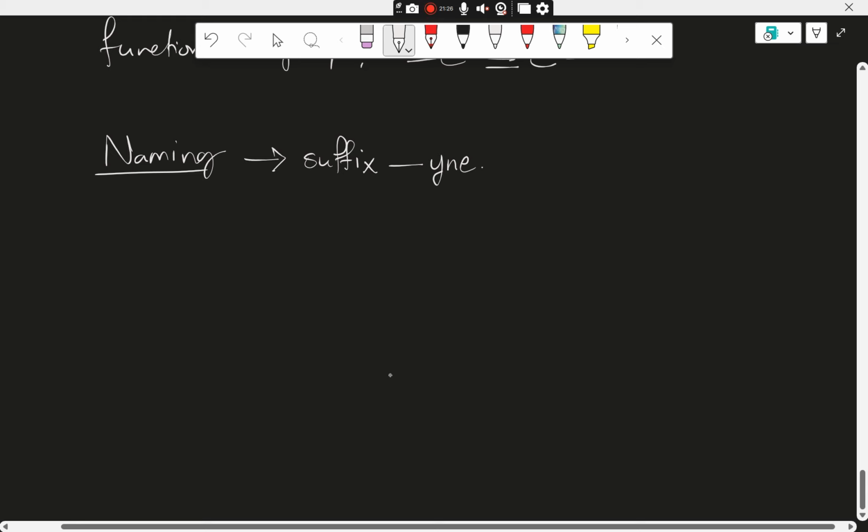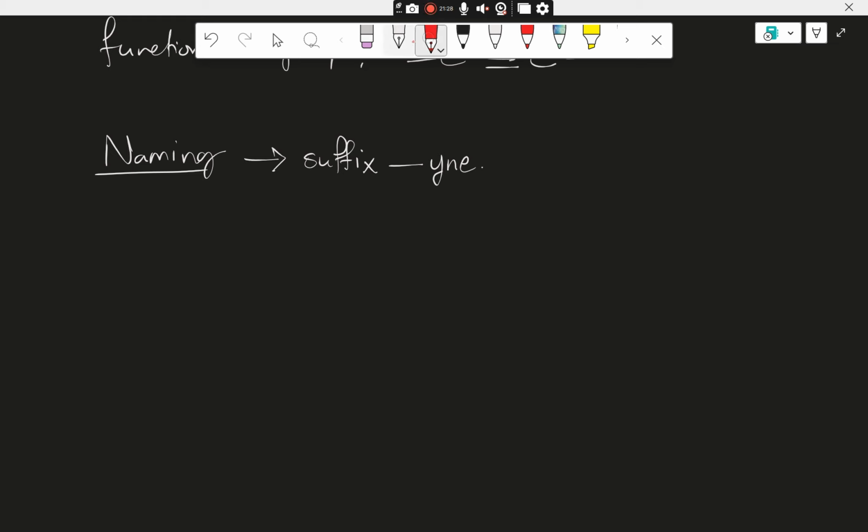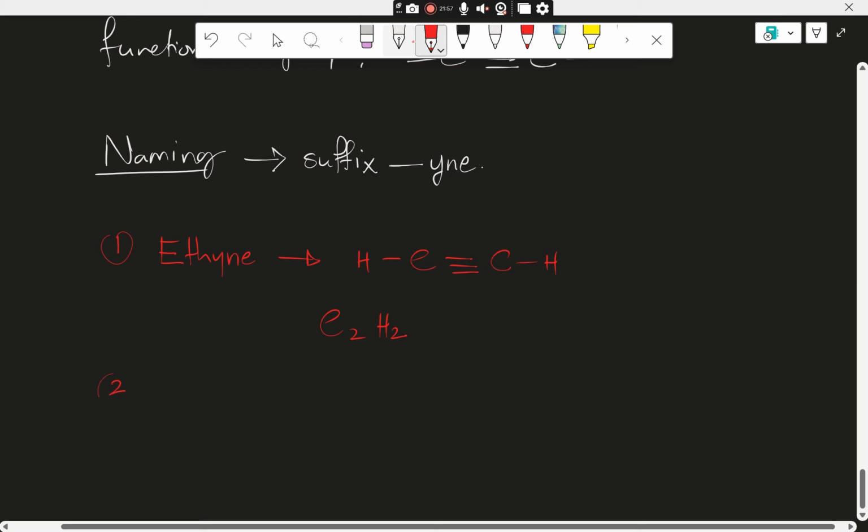And then we can also look at how you draw them. For example, let's look at ethyne, right? Ethyne will look something like this. Let's put three bonds, right? So you have this, you have this, you have this. So that's C2H2.